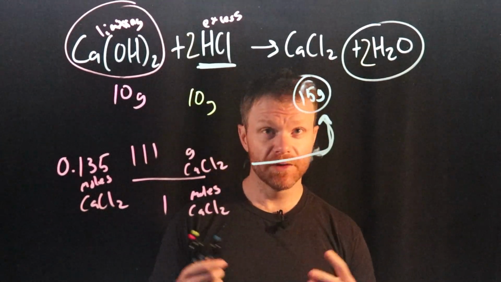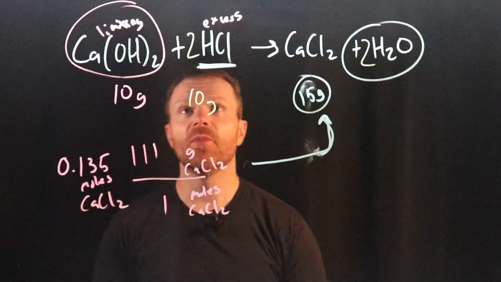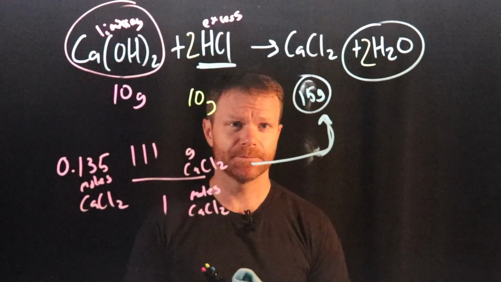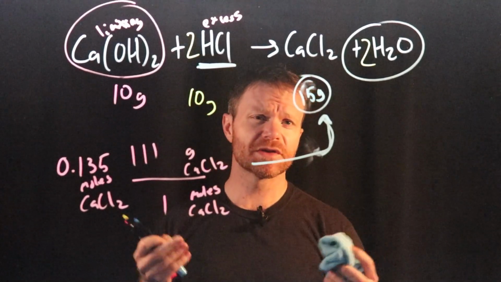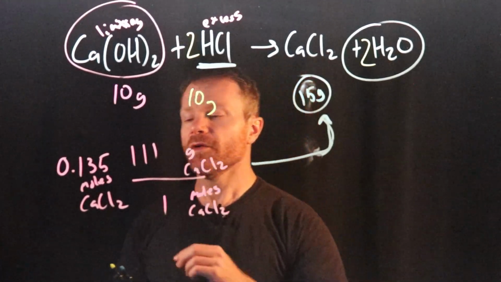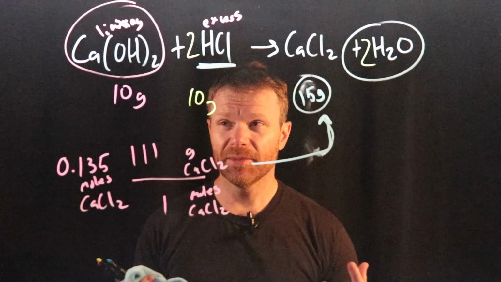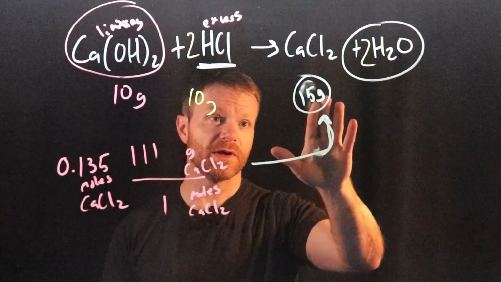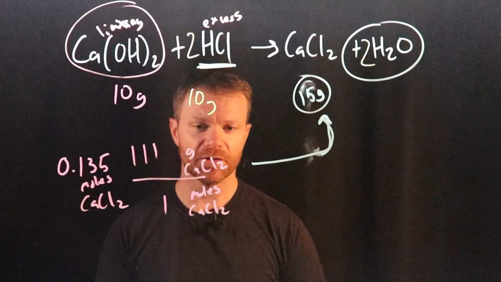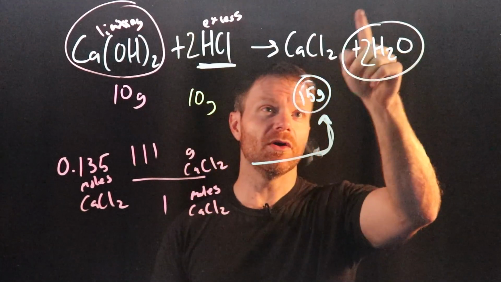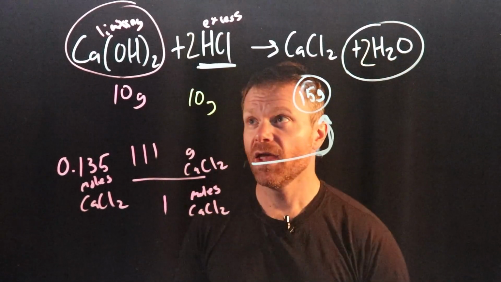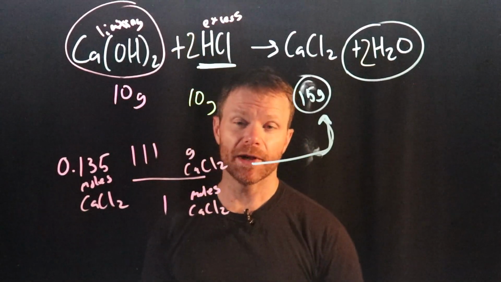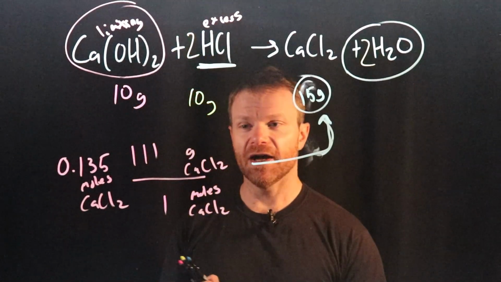So in order to do this, we need to basically go back to our limiting reactant, calcium hydroxide. So let me just go over what we've done so far. We've determined that calcium hydroxide is our limiting reactant, and that starting with 10 grams of calcium hydroxide, we can make 15 grams of calcium chloride. We don't know how much water we can make yet though, and we don't know how much HCl is left over at the end of the reaction. So let's figure those out now.